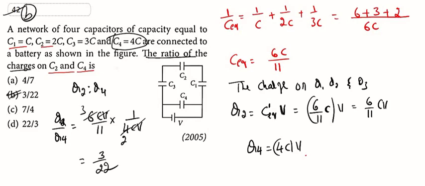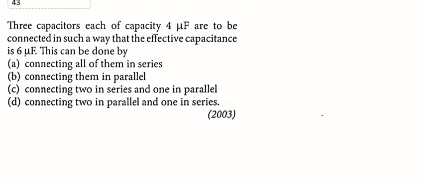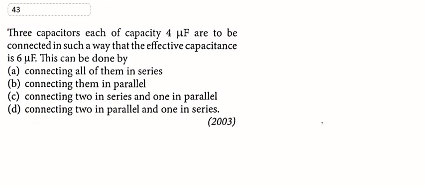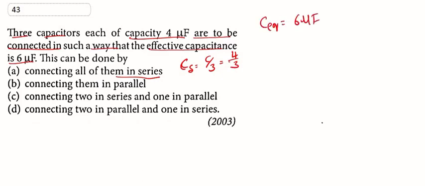Let's move to question number 43. Three capacitors, each capacity 4 microfarad, are connected in such a way that effective capacitance is 6 microfarad. If all are in series, the formula for the same capacitors is C by 3, that is 4 by 3. So 4 by 3 is the equivalent, but the equivalent must be 6 microfarad. This 4 by 3 is the wrong answer.